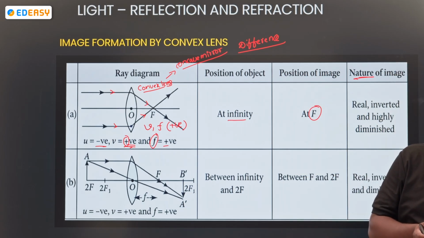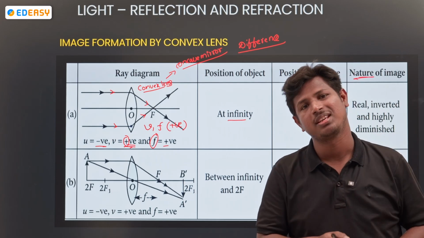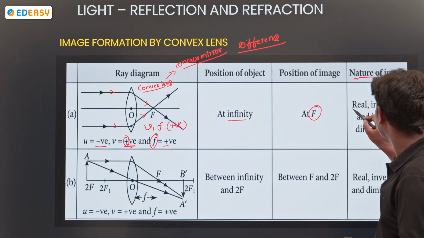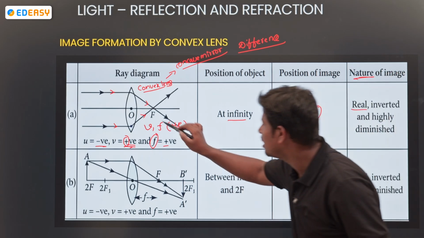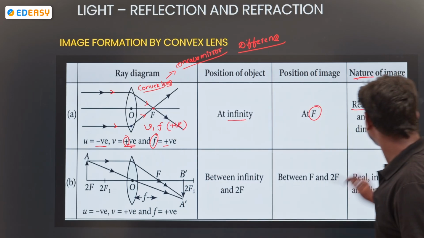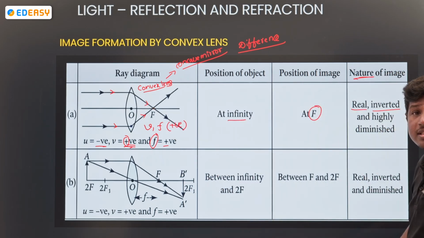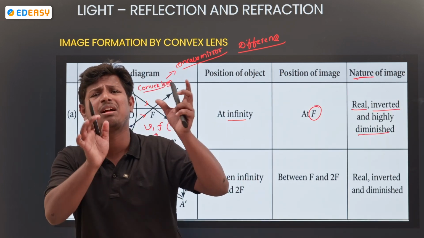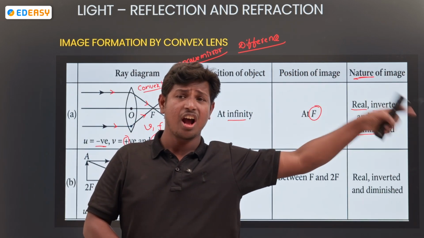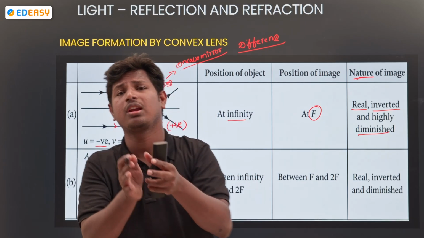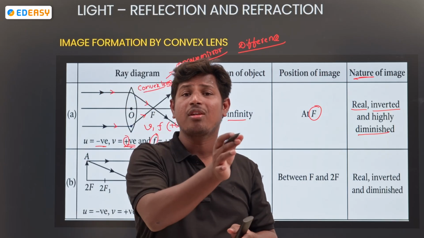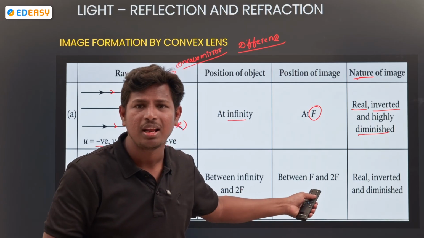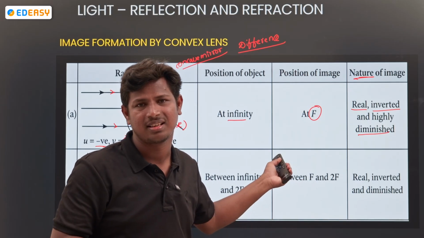What we discussed, both have similar properties. Real, inverted, and highly diminished image. Now just a comparison between the mirror and the lens. If you go for a concave mirror, go for a convex lens. Both are similar.